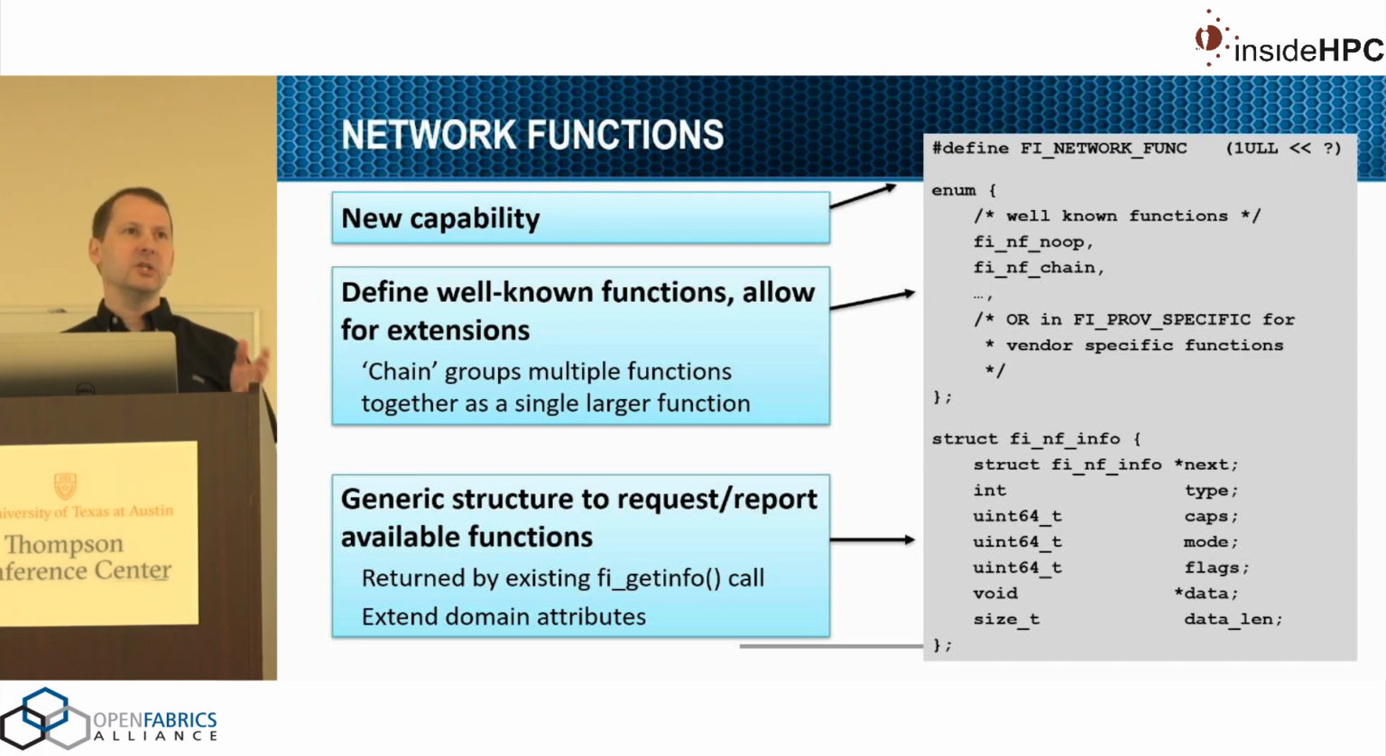And then we have this very generic structure that talks about the information. This would be returned as part of an fi_getinfo call. So with fi_getinfo, you get back a list of information about what sort of endpoints are supported, what sort of communication is supported: message, tagged, RMA. Added to this would be this additional network function information. And with our network function information, we'd have different capabilities, different mode bits. It looks very similar to the other fi_info structures that are being returned.